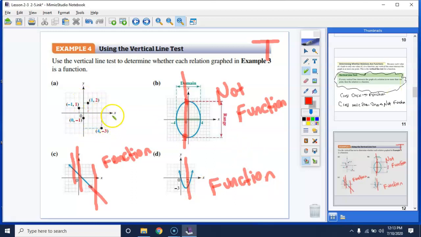Even if we have ordered pairs like this, look at this one. This vertical line crosses one point, one point, one point, one point. So it doesn't cross more than once. So we should say it's a function as well. Okay, vertical line. So take it easy. Just follow this rule and it's going to work out.